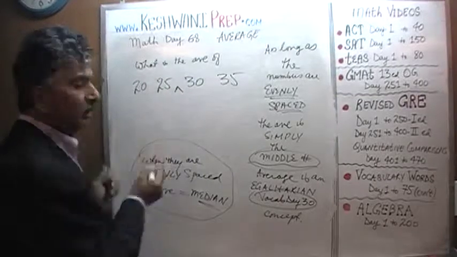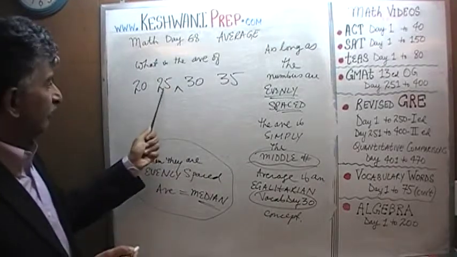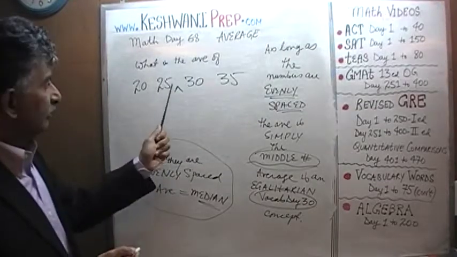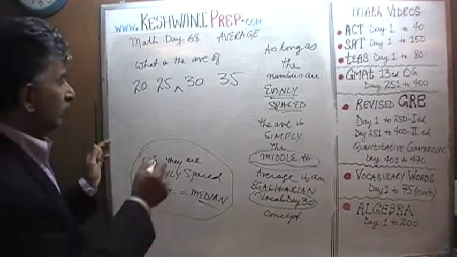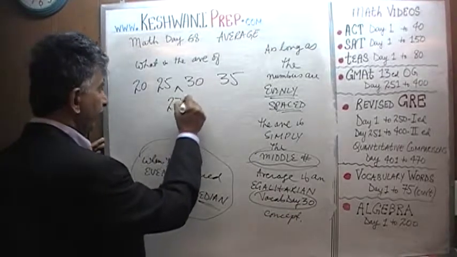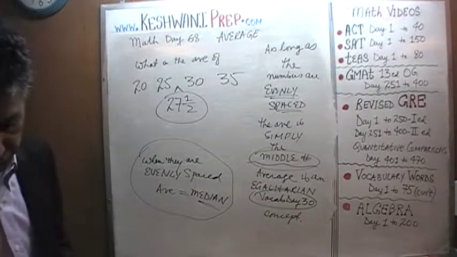What falls right in the middle? What falls right in the middle is the average of these two numbers, 25 and 30. They are 5 apart, which means go 2.5 from here or go 2.5 from here, which means the average is 27.5. The average is 27.5.